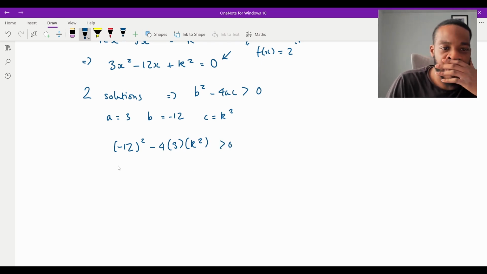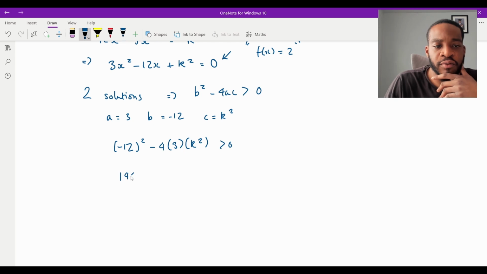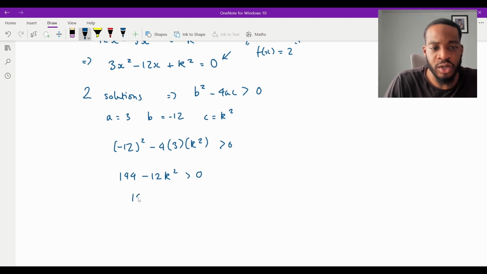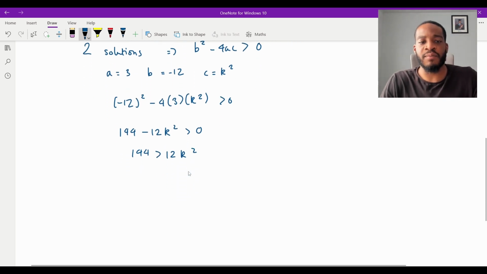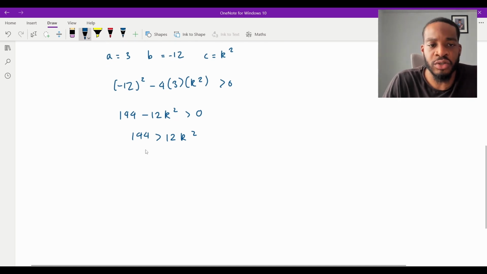Okay, so now let's tidy. Minus 12 squared is positive 144. That's going to be minus 12k squared. And this has to be greater than 0. Let me add on the 12k squared. It's going to be 144 is greater than 12k squared. I'm going to divide by positive 12, which will keep the inequality the same direction. So that's fine. Divide both sides by 12. We're going to have 12 is greater than k squared. And if 12 is greater than k squared, then that must mean that k squared is just less than 12.